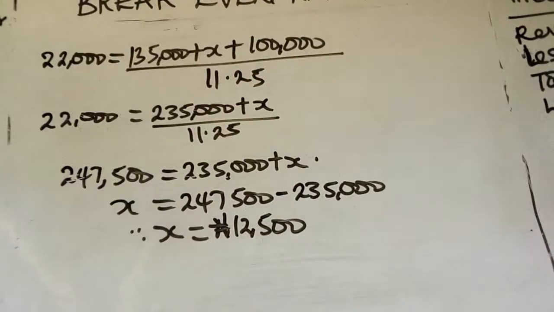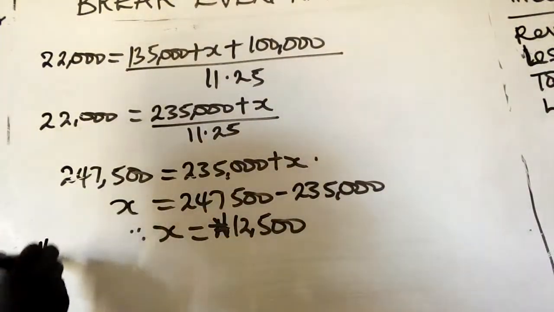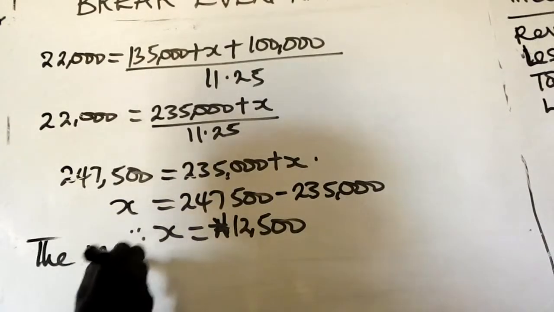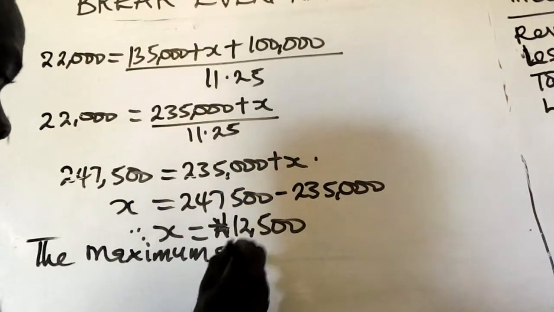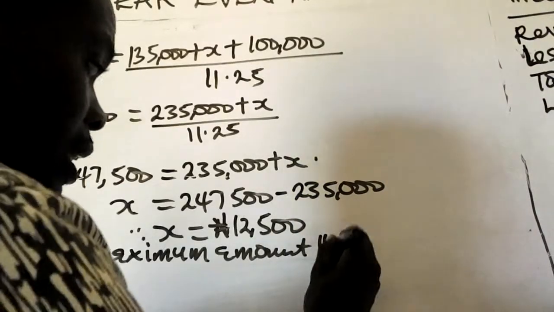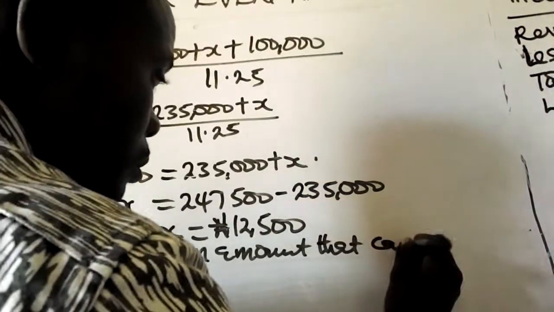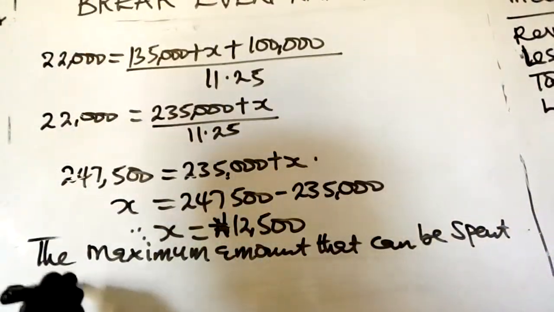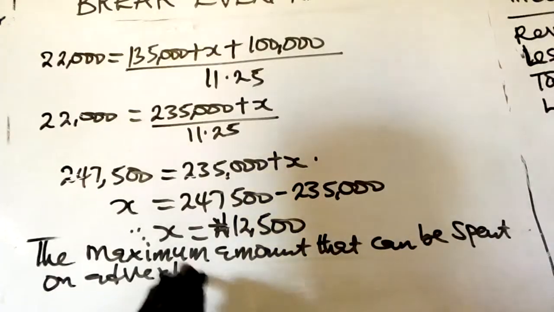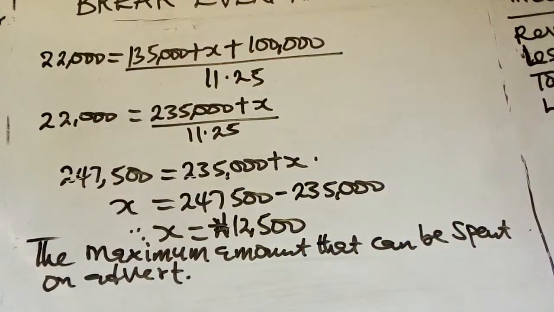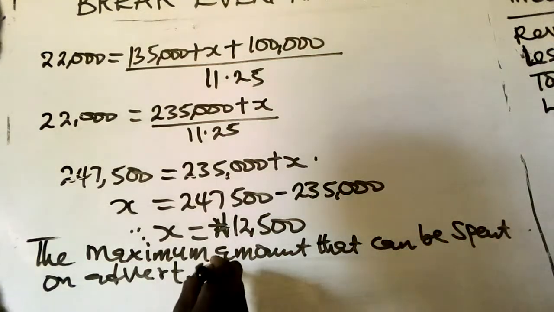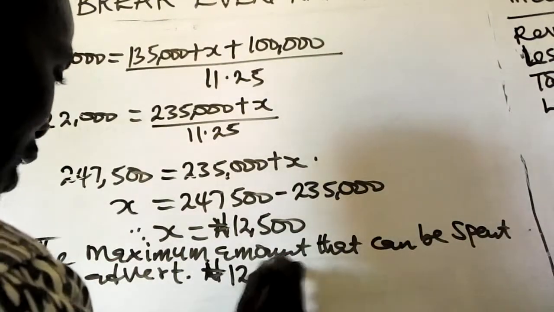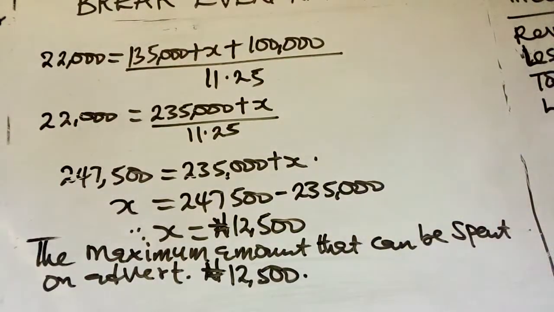So the maximum amount that can be spent on advert at a sales target of 22,000 units to achieve an after-tax profit of 60,000 is 12,500. That is the requirement F.